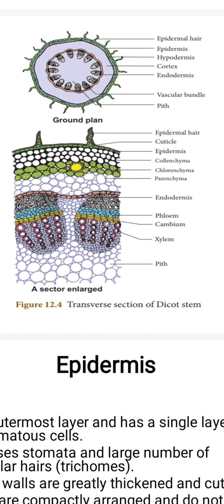In practical, you will see how to take the transverse section of stem. After taking the transverse section of stem with the help of a blade, you put that section on a slide, add a water drop, put a cover slip on that, and then under the microscope you can focus under 10x and 40x, and you can see these structures very clearly. We will do all this procedure in the practicals.